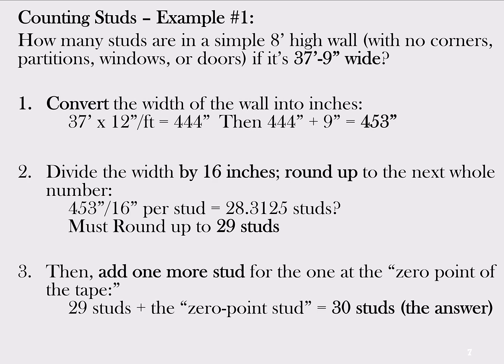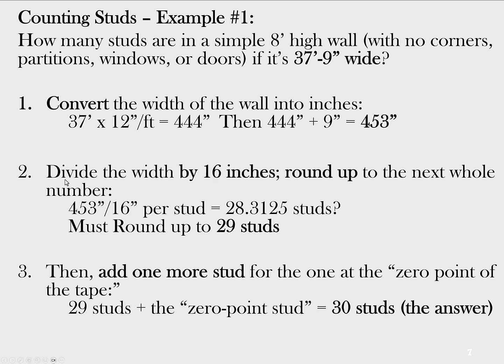So that's a fairly long wall. 37 foot 9, we got to convert that all into inches. So the 9 inch is already inches. So we only have to convert the 37 foot part and then add the 9 inches back. So here in step 1, convert the width of the wall into inches. We take 37 feet times 12 inches per foot, and we end up with 444 inches. And then we add 9 inches to the 444, and now our final number is 453 inches. So that's step 1 right there.